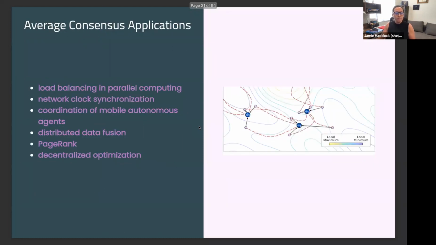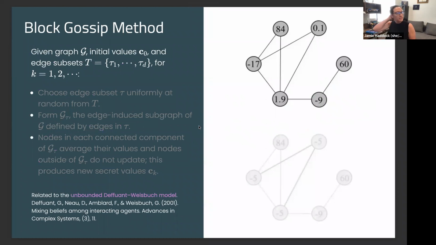Okay, so I'm going to talk really briefly about one technique for solving the average consensus problem, which is known as the gossip method, or gossip methods. This is a family of methods in which the nodes are allowed to gossip across edges or across groups of edges to their neighbors about their secret values, updating their value to something that they suspect is closer to the global average of the initial secret values over time.